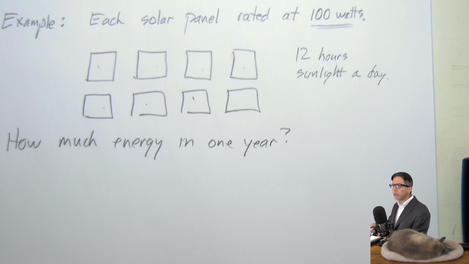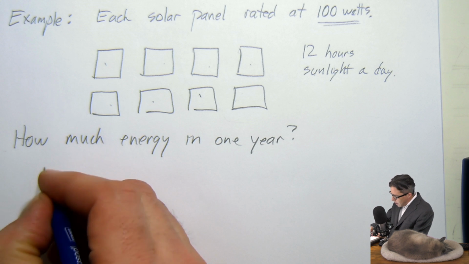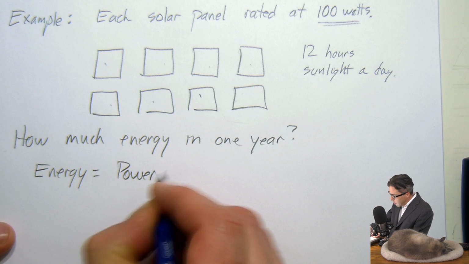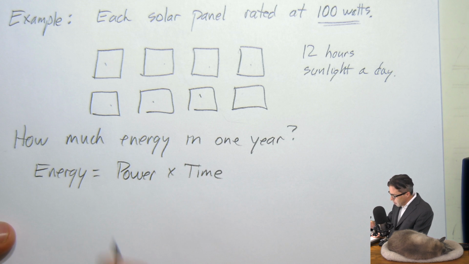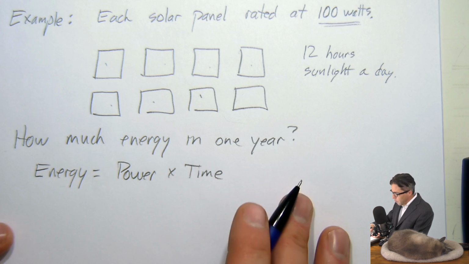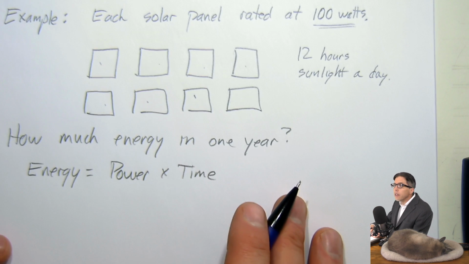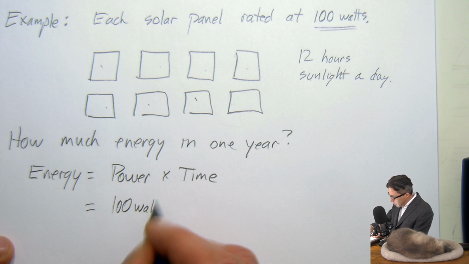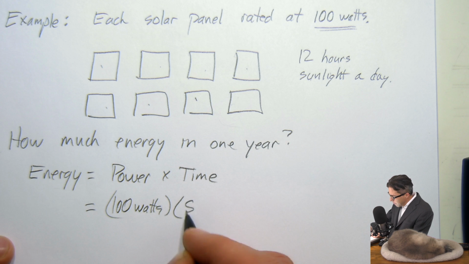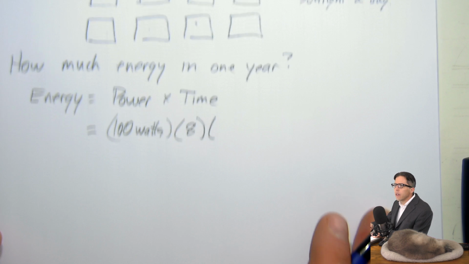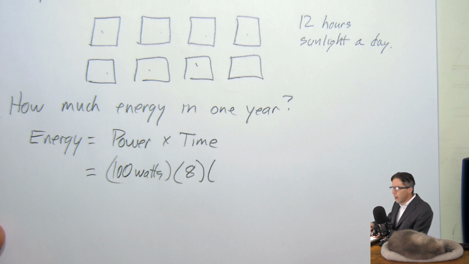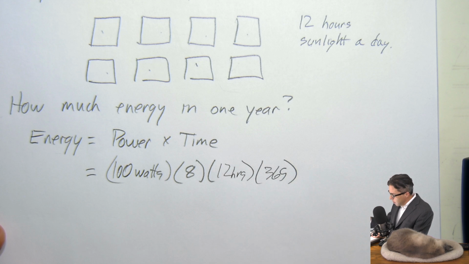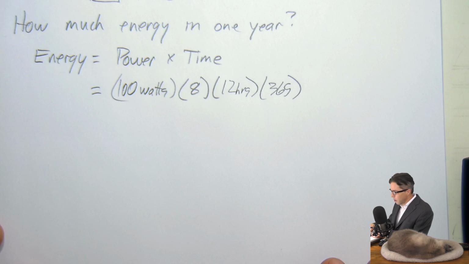So let's calculate energy. And we're going to use the same formula that we did before. Energy is power times time. We don't know this; this is what we're solving for. And let's see, what's the power? Well, each one is 100 watts, but we've got 8 of them. And the time is 12 hours a day times 365 days a year. Okay, so this is going to be our calculation.